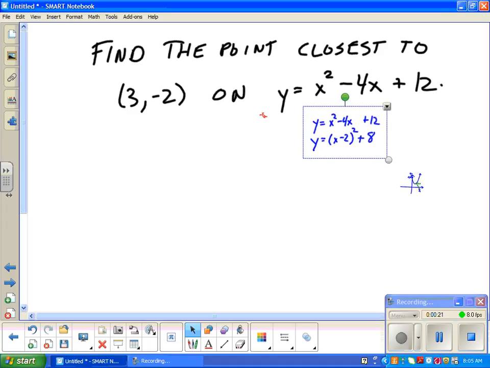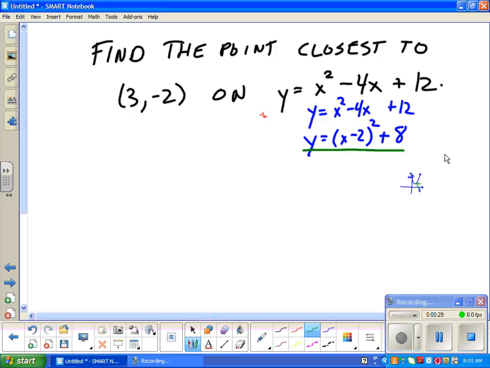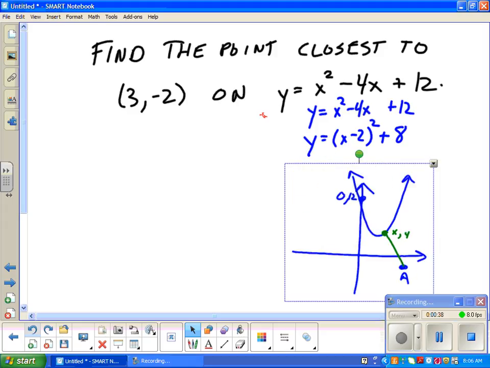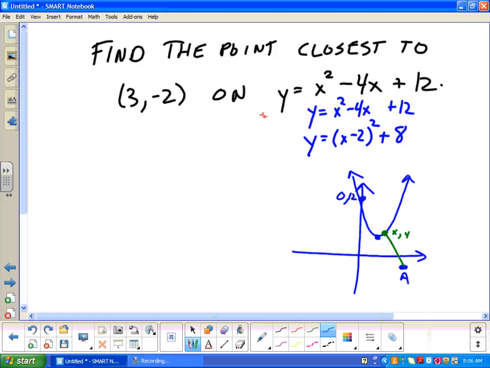First of all, from pre-calc, I can put this into the general format. You don't have to do this, actually, but you can put it into the general format and know where the vertex is, because then if you graph this little situation, we know that the vertex is right here. You notice I didn't even label it until just now. The vertex is (2, 8). And my point A, (3, -2), is down here.